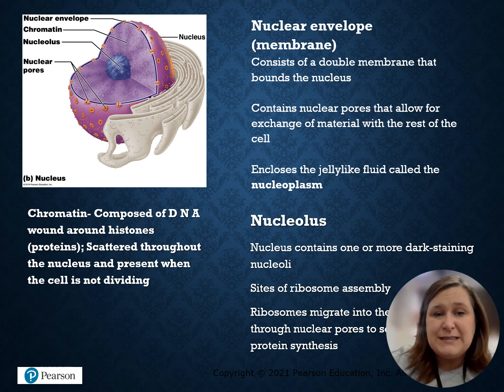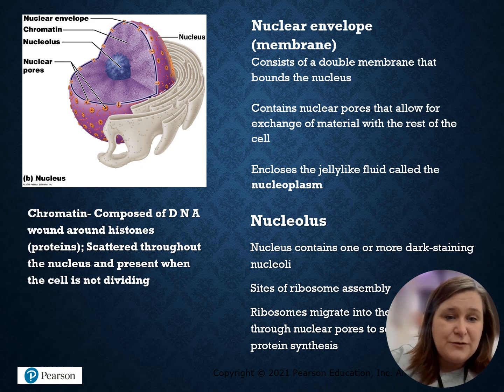The nucleolus is going to be this darker area on the inside. The nucleus is going to contain either one or more of these dark staining nucleoli. These are going to be the sites of ribosome assembly. And the way that this happens is the ribosomes are going to migrate through these nuclear pores to make that protein synthesis happen.